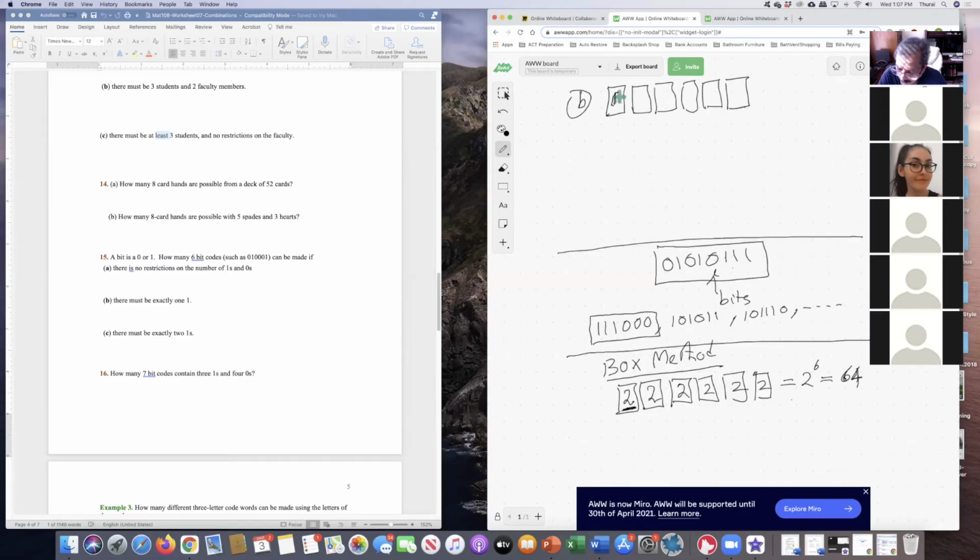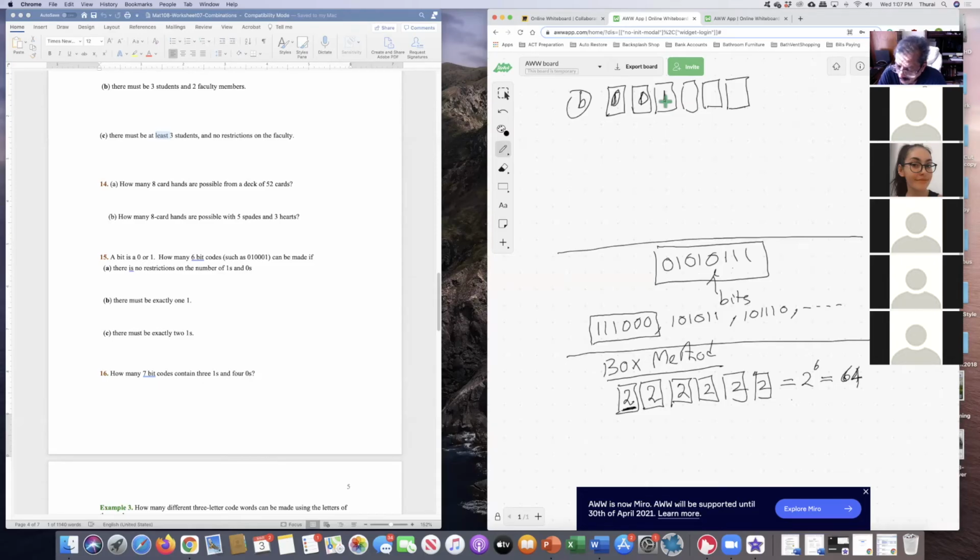Instead, if I place the 1 here, that's another code. I have only one to place. Instead, if I place the 1 here, that's another one. So how many different codes are there? 6, exactly. There are 6 ways to place the 1. There are 6 boxes. I can place only 1. So there are 6 different codes with exactly one 1.